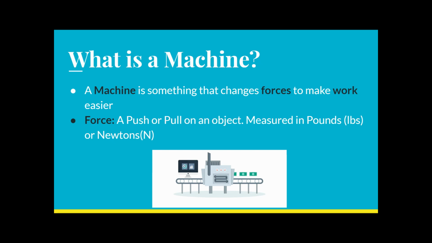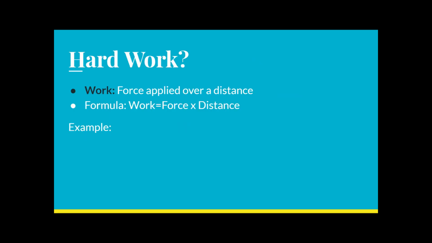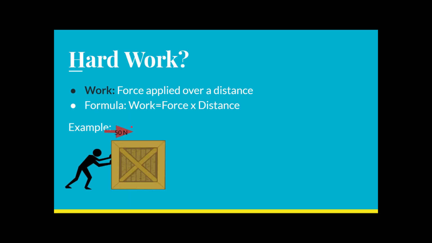Now, if you need more time to write down what's on this page, go ahead and pause the video now. If you're ready, we're going to go ahead and move on. So the other part of that is work. So work is force applied over a distance. And we can calculate work as force multiplied by distance. So if you pull on an object and it moves, you're doing work. So let's take a look at an example of that.